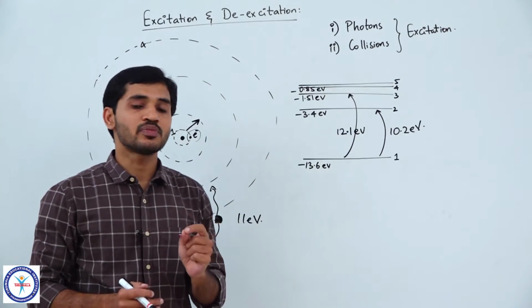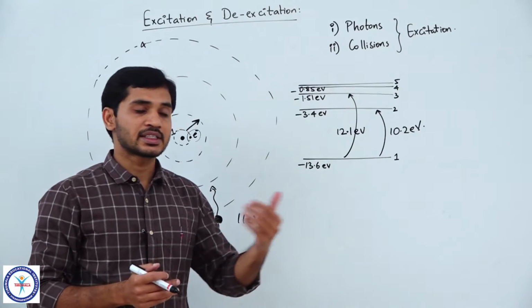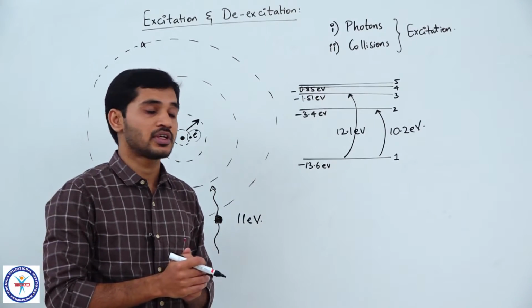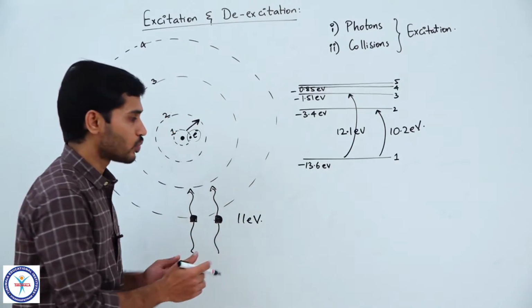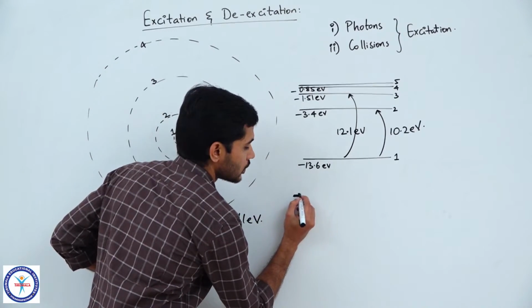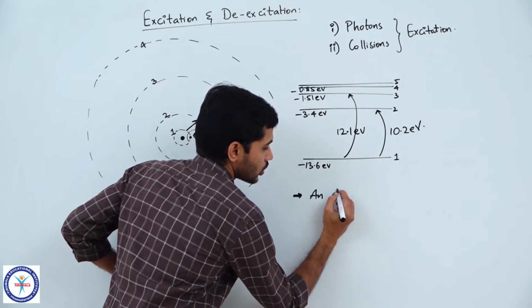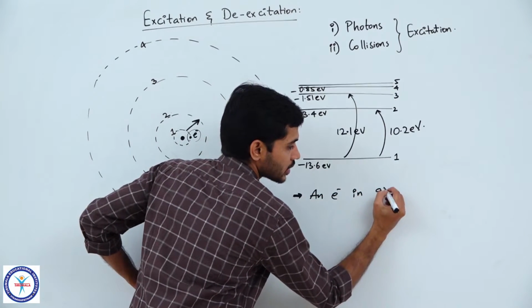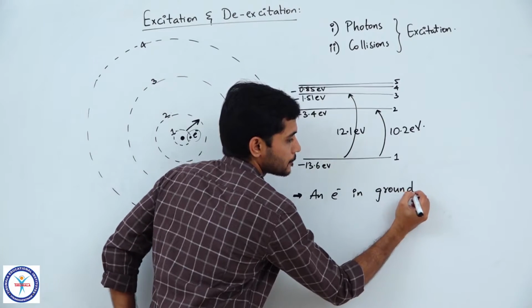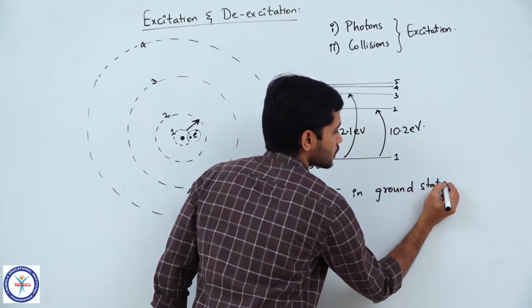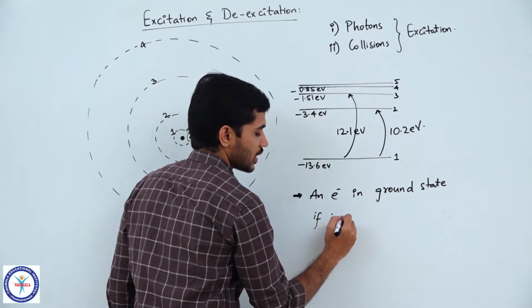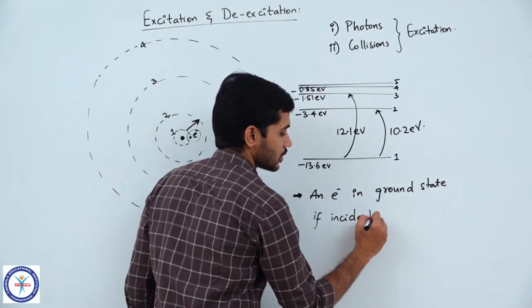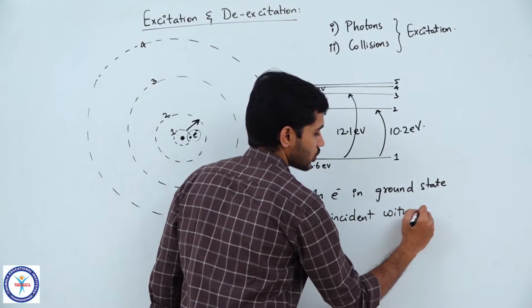So, that is a very, very important point in understanding the later concepts which we are going to deal with. I will just write down a few points over here. An electron in ground state, if incident with photons.